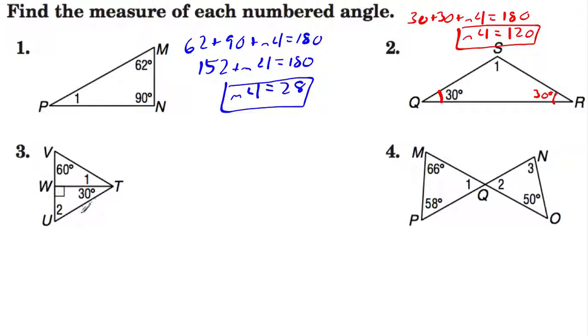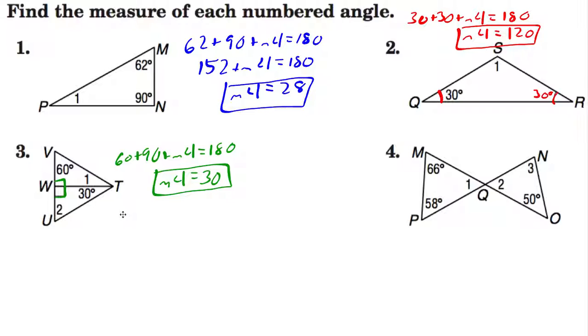Looking at problem 3, we can see we need to find angle 1 and angle 2. Well, it's going to be easier to find angle 1 first, so this is 90 degrees, so this is also 90 degrees. So we know that 60 plus 90 plus the measure of angle 1 is equal to 180. So the measure of angle 1 is equal to 180 minus 150, which is 30.